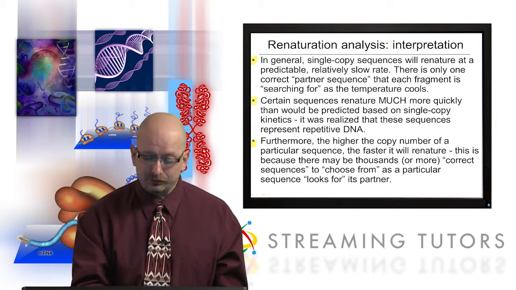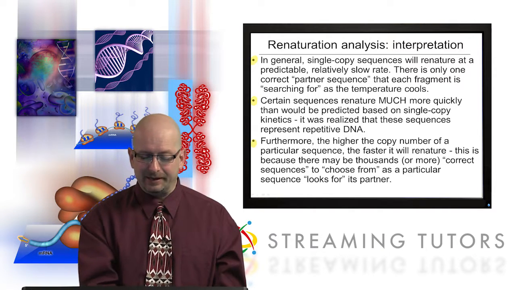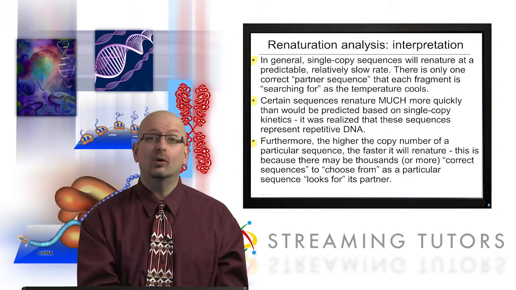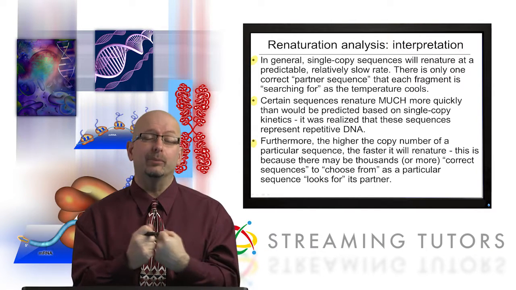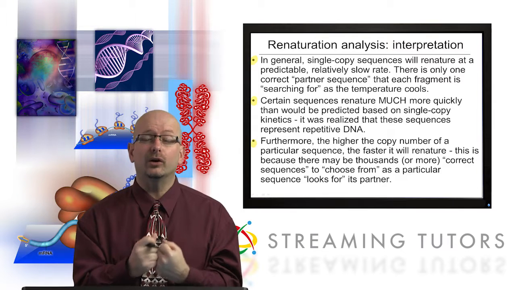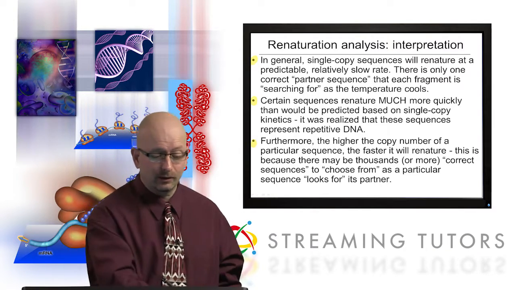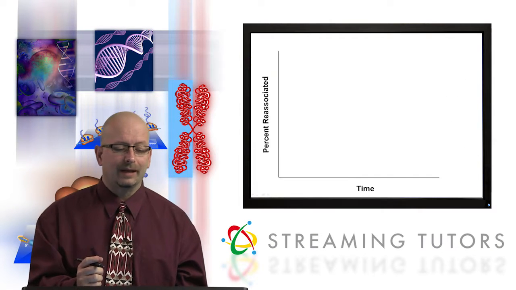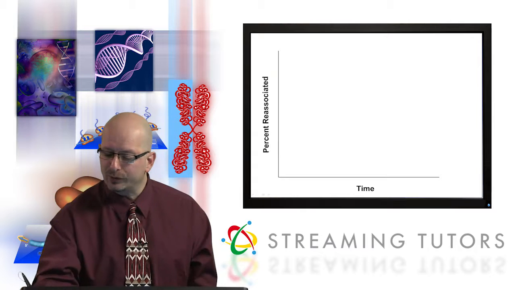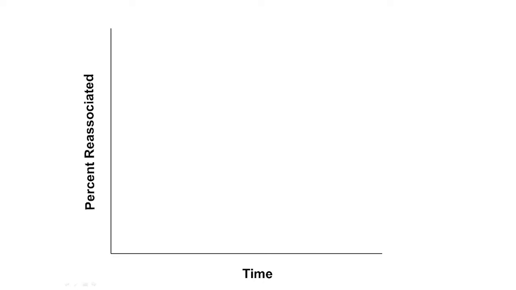So it makes sense, and if it doesn't, think for a minute or go back and listen again. Because the more and more identical sequences there are, the more quickly a particular sequence is going to find its partner, and the more quickly that whole type of DNA is going to reanneal in these types of studies. So I know this is a bit scary, but I'm going to attempt to draw a picture. I'm not very good at that. And the graph, the empty graph, is here.